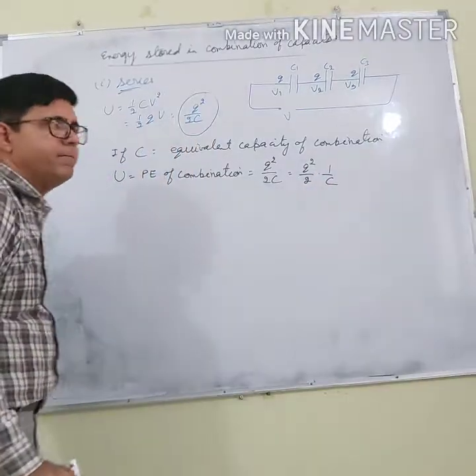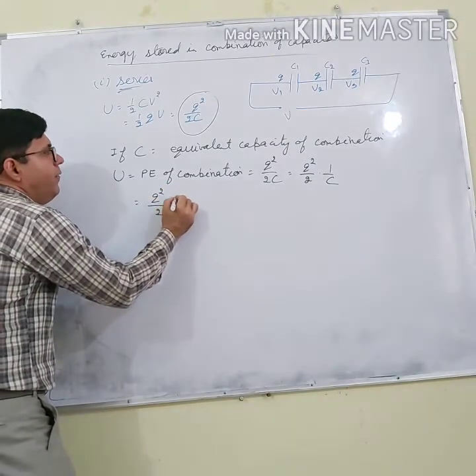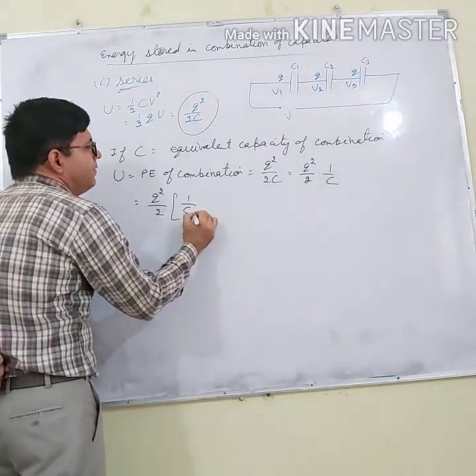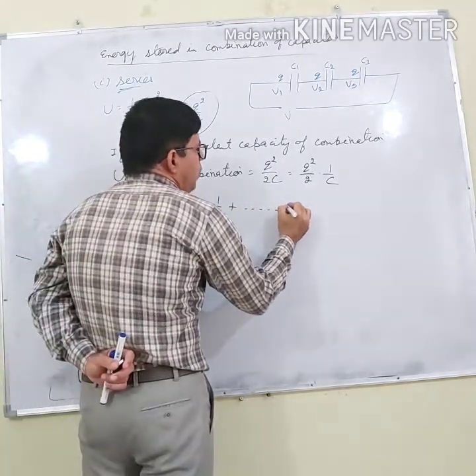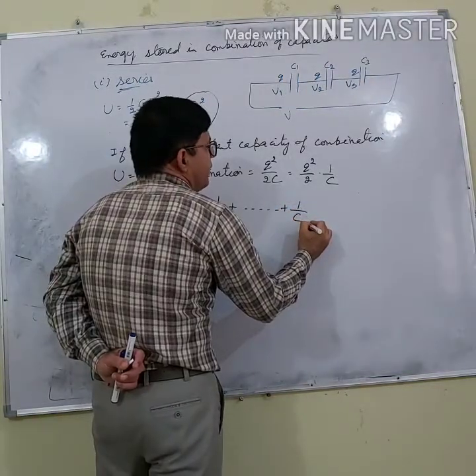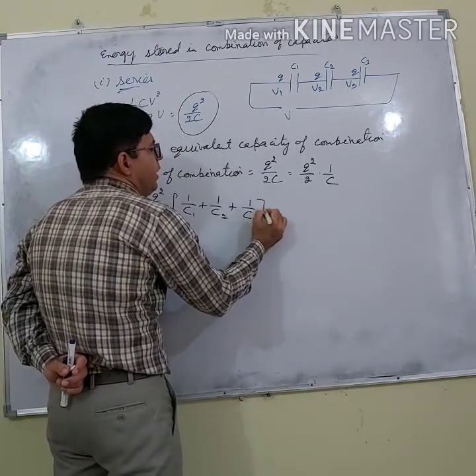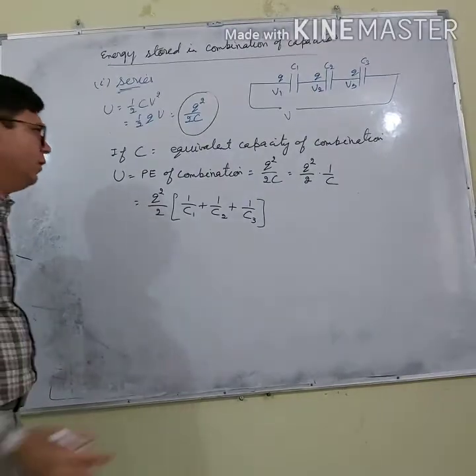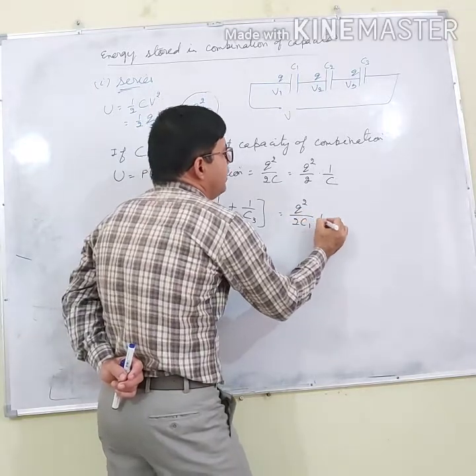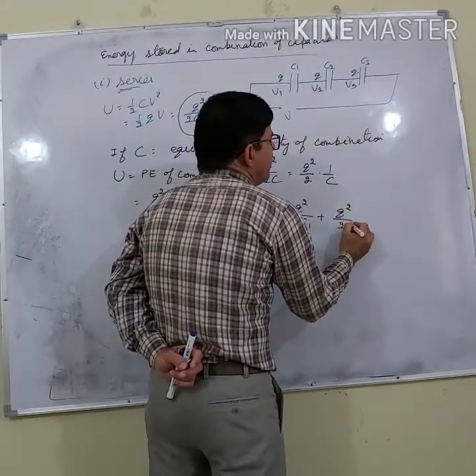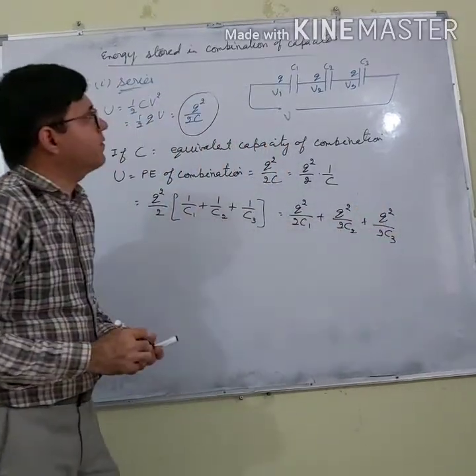Can I write? So what can be written as Q square by 2, and what is 1 by C? 1 by C1 plus 1 by C2 up to 1 by Cn. Since I am having three capacitors, let me write it up to C3. Right? So I can say, open the bracket, Q square by 2C1, Q square by 2C2 and Q square by 2C3.